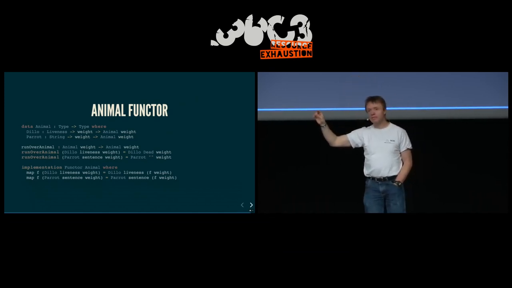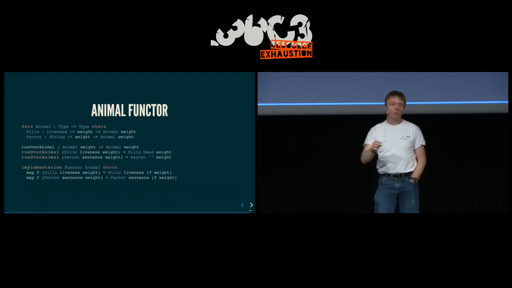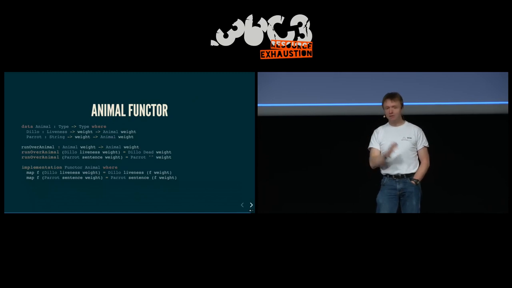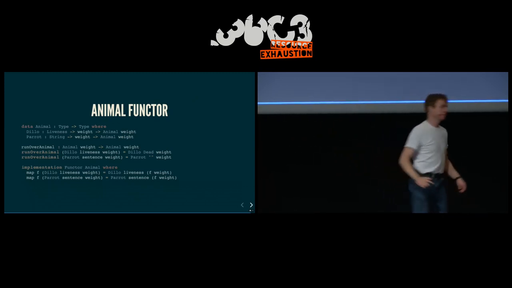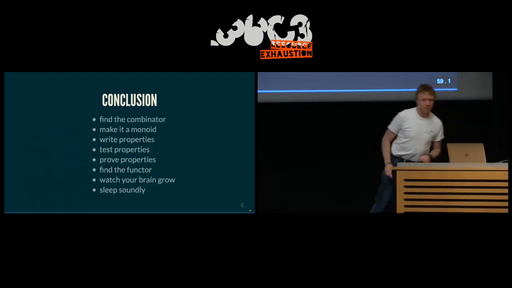What that type signature tells you is that run over animal does not know what weight is, and that means that the weight cannot change as a result of that function, and you see that in the type signature. So you get an immediate, small benefit, but you get a benefit even with silly examples such as this one. And that really brings me to the end.